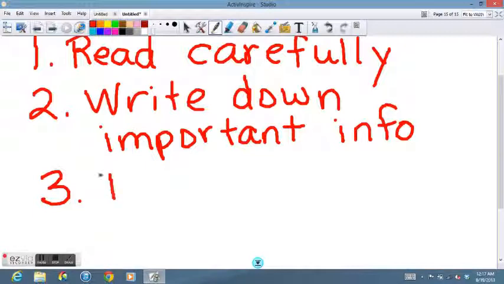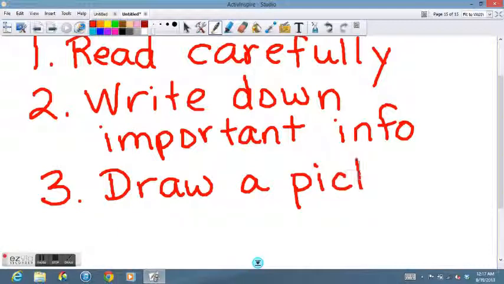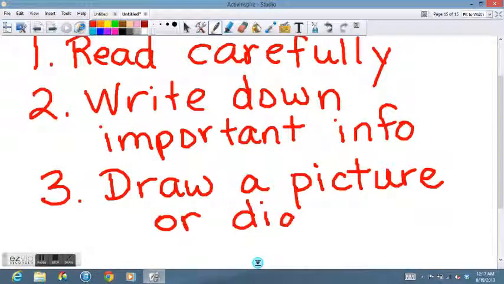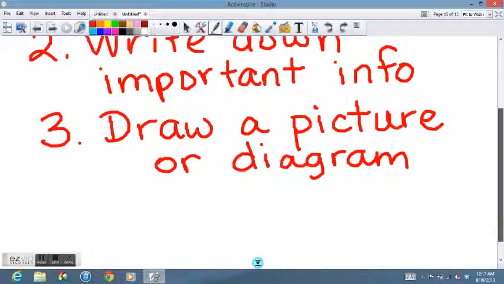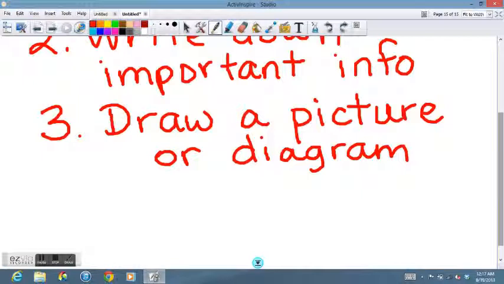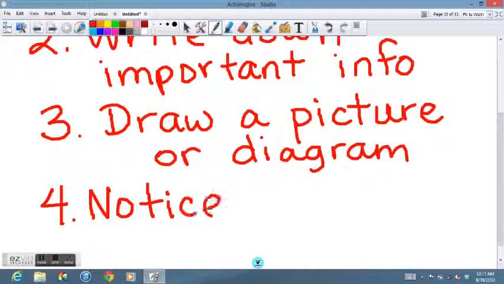All right, now third thing to remember is to draw a picture, if possible, or some sort of diagram. Okay? And number 4, notice your units in your problem.